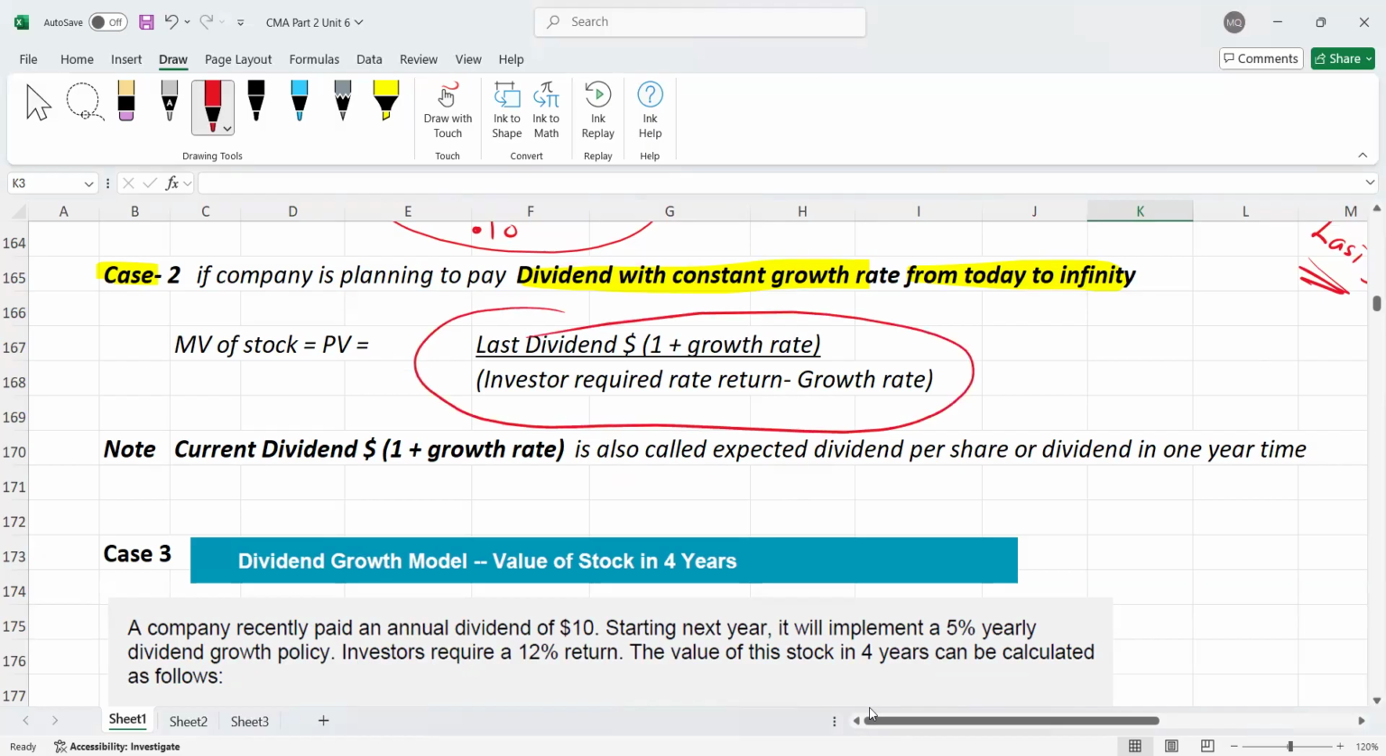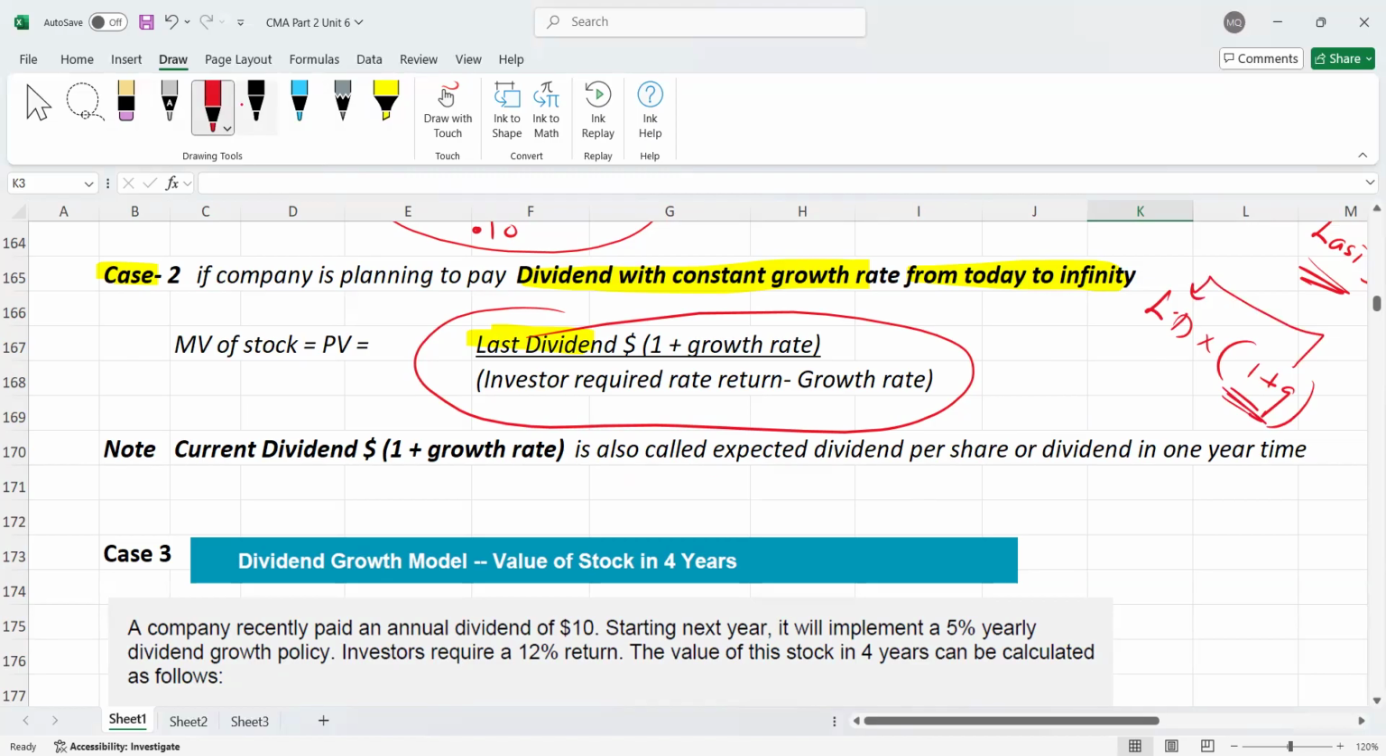And you have to remember this formula. So what is the formula? You will take the last dividend or recent dividend times 1 plus growth. 1 plus growth means you are adding growth into this dividend.